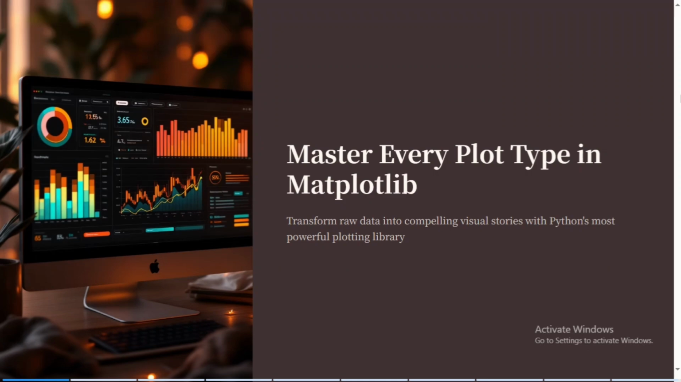What if I told you that choosing the wrong chart can completely destroy the message of your data? Most beginners know how to plot graphs, but very few know which plot to use and when.